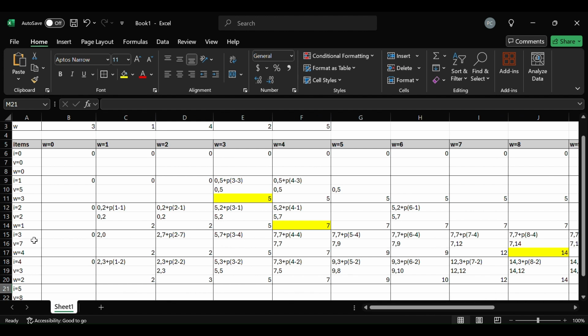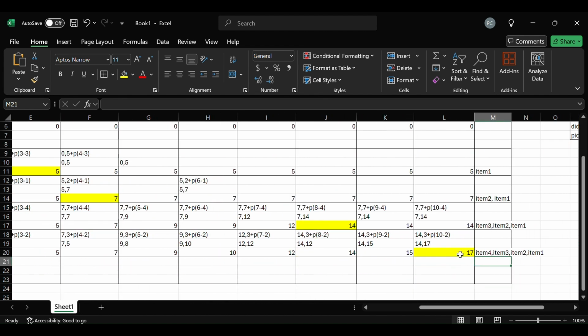So 3 plus 7 is 10, plus 2 is 12, plus 5 is 17, right? So we are correct. The maximum profit here is 17 by picking up these items.